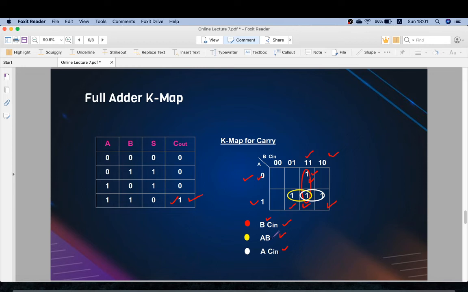Same here, for this yellow we will take 1 and 0 1 and 1 1. So in 0 1 and 1 1, 1 1 means C in is common and 1 is single, so we will write A C in. So A C in.